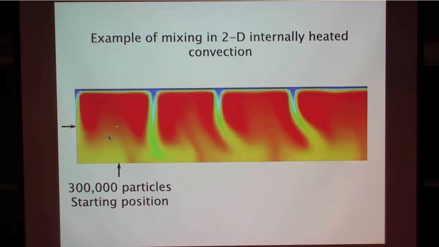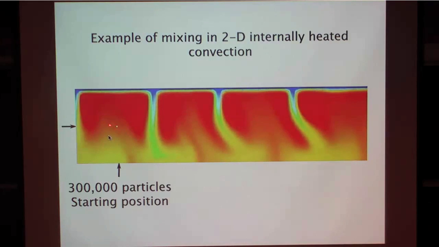This is a flat layer Earth. So a flat Earth, it's heated from within. So there's no hot thermal boundary layer at the bottom of this, but it's cooled from above. So there's a cold thermal boundary layer, and that cold thermal boundary layer is really controlling the flow. There are no viscosity variations. This is the most vanilla convection you can possibly imagine, except for the fact that it's internally heated.